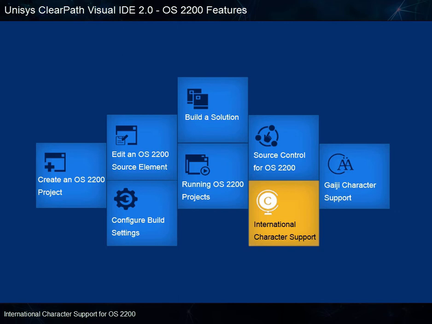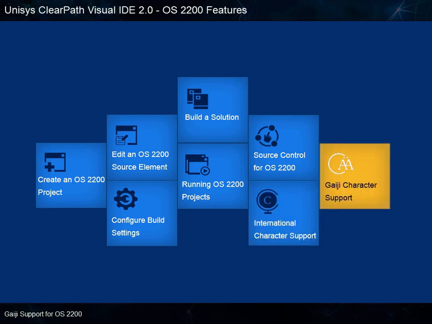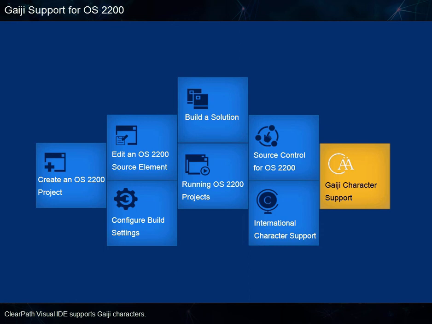International Character Support for OS 2200. ClearPath Visual IDE supports international character sets. Gaiji Support for OS 2200. ClearPath Visual IDE supports Gaiji characters.